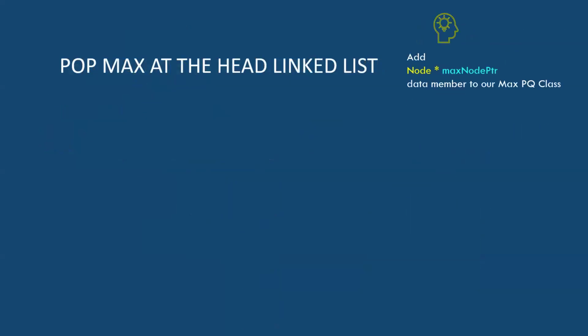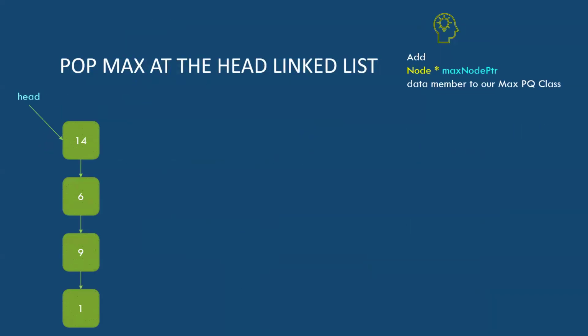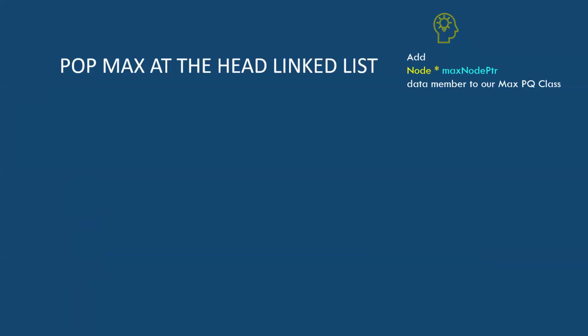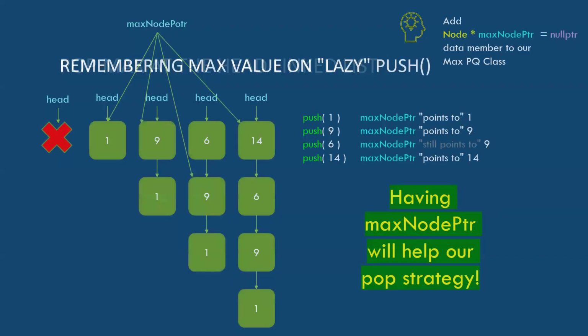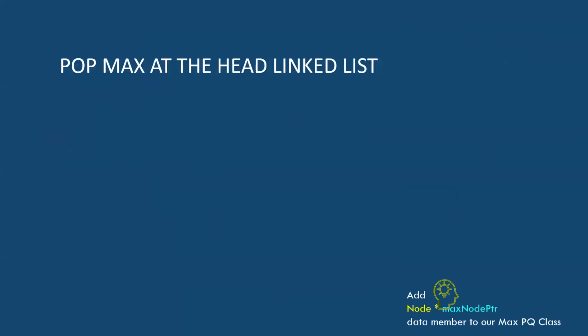So now if we want to pop at the head, this is assuming we have the max at the head. Now that's not what we did here, or actually, did we? Remembering value on lazy push. 19614. It just turns out that I inserted them in a particular order here, but I wasn't necessarily doing an eager push.